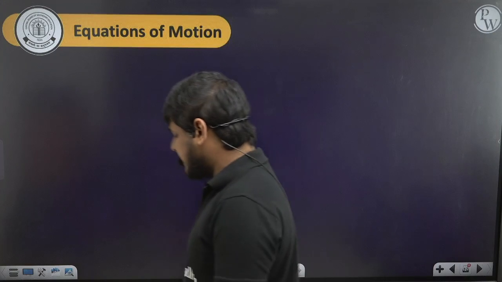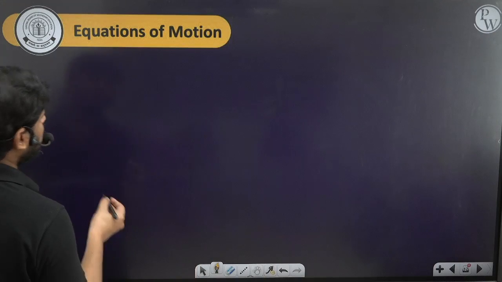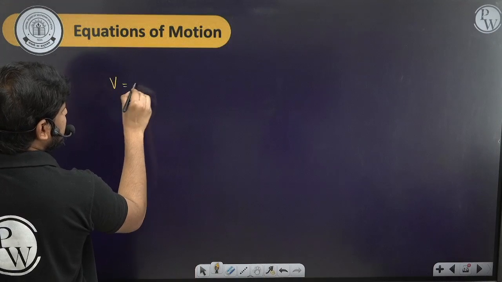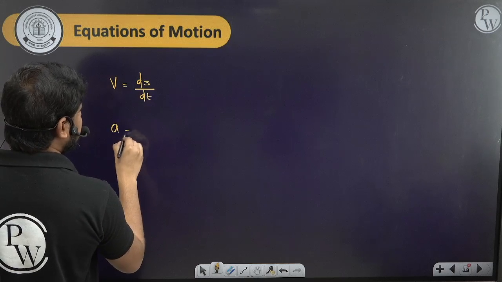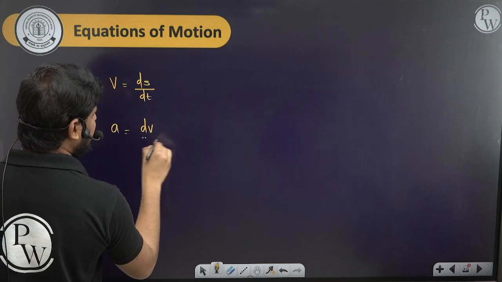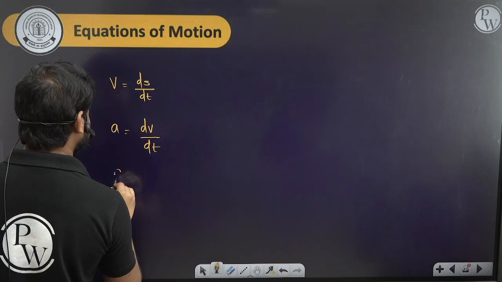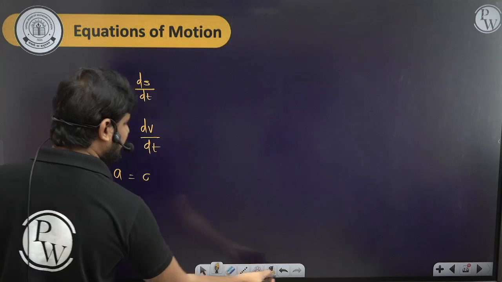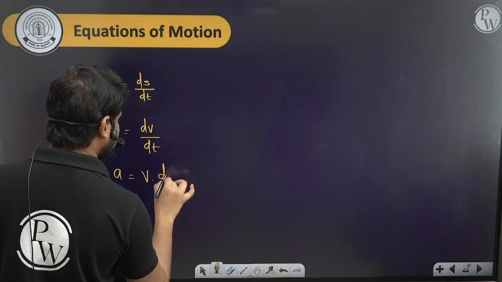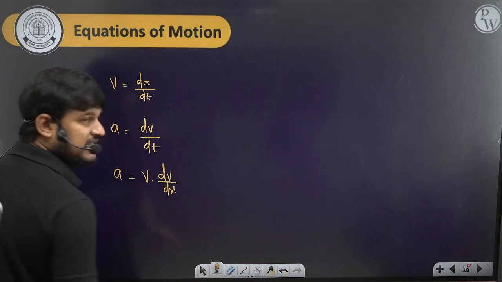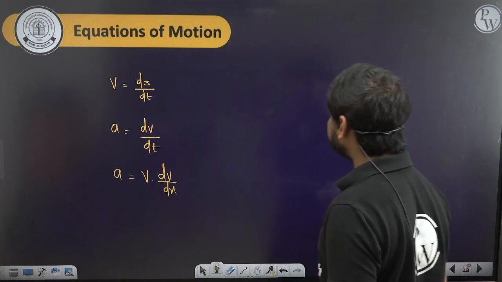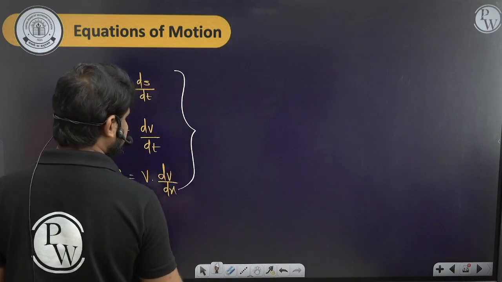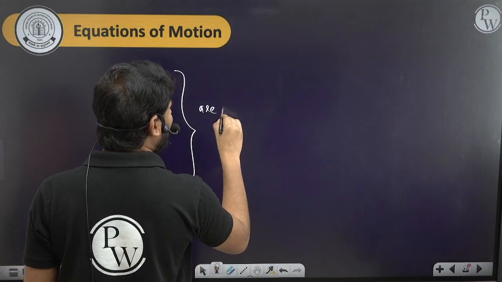Then the equations of motion. Till now, whatever we have seen: v is equal to ds by dt, the acceleration is equal to dv by dt, and the acceleration is also equal to v into dv by dx. V into dv by dx is the acceleration. These equations are always valid.